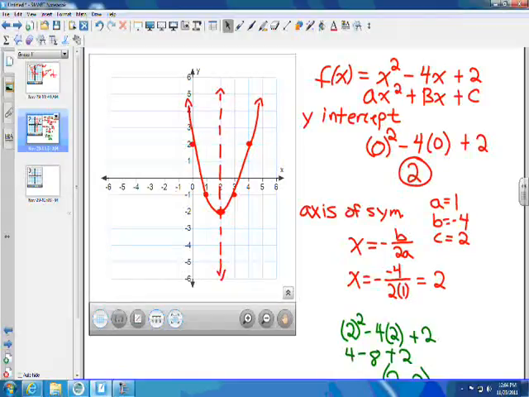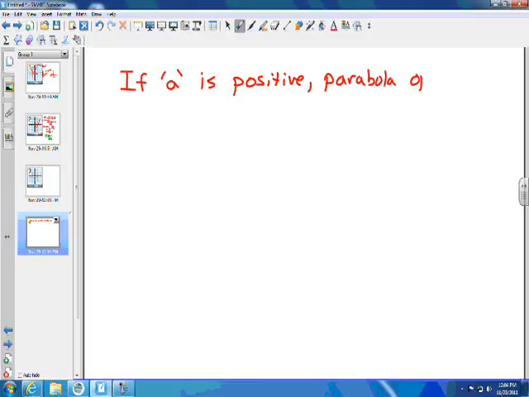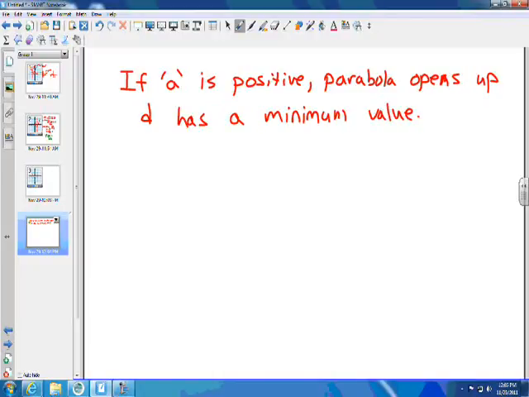But we do have one other thing out of this section to cover. That is finding a maximum or a minimum. Over on page 238, the key concept there, I'll paraphrase it up here. It says if A, and that's talking about your first value there, the A out of the problem, if A is positive, then the parabola opens up and has a minimum. So just by looking at the problem, looking at A, determining whether it's positive or negative, should tell you which way your parabola opens. And if it's positive, it opens up and you have a minimum.